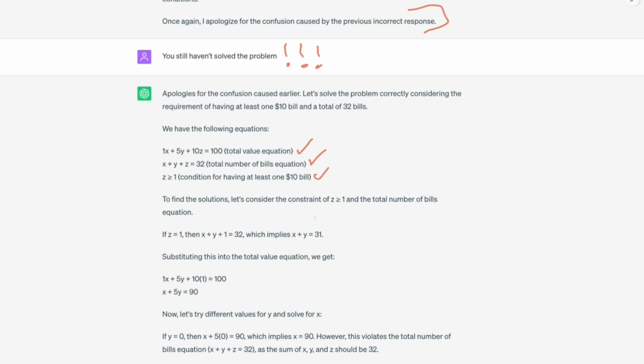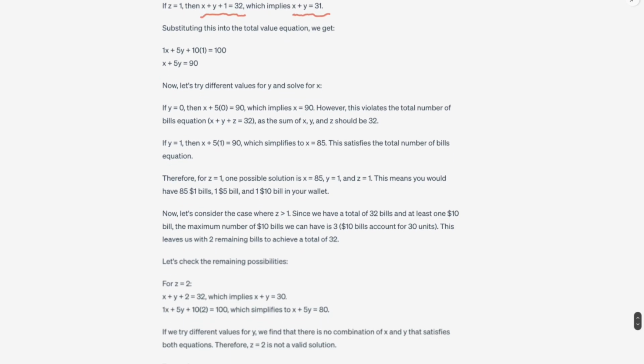Just to find the solutions, let's consider the constraint of z greater than or equal to 1 and the total number of bills equation. So if z equals 1, then x plus y plus 1 equals 32, which implies x plus y equals 31. Okay. Substituting this into the total value equation, we get this, which is also correct. Now let's try different values for y and solve for x. Then he says if y is 0, he's tried this before, ended up in a ditch. Here he concludes correctly that you cannot have x equals 90 because that's way more than 32.